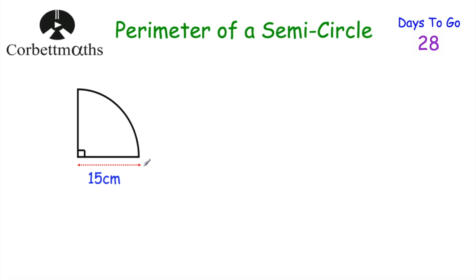Now let's look at how to find the perimeter of a quarter circle. Again, if you feel happy with this topic, feel free to pause the video now and try this question yourself. Okay, so if I wanted to find the perimeter of this quarter circle, I would need to do 15 centimeters plus another 15 centimeters, because it's a quarter circle.